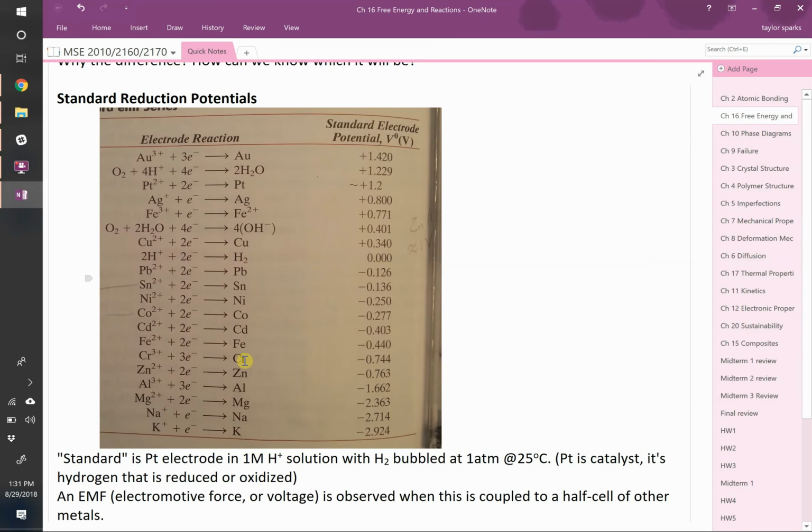So the key here is that to have a redox reaction, you can't just have a reduction. You have to have an oxidation as well. So if you put two of these things together, one of them you're going to have to flip. You're going to have to reverse it. For example, zinc is going to be on the left-hand side, and zinc 2 plus and 2 electrons will be on the right-hand side. And now we've written an oxidation reaction. So you have to have one of each, one as written and one reversed. And when you combine those together, that will be your total reaction.